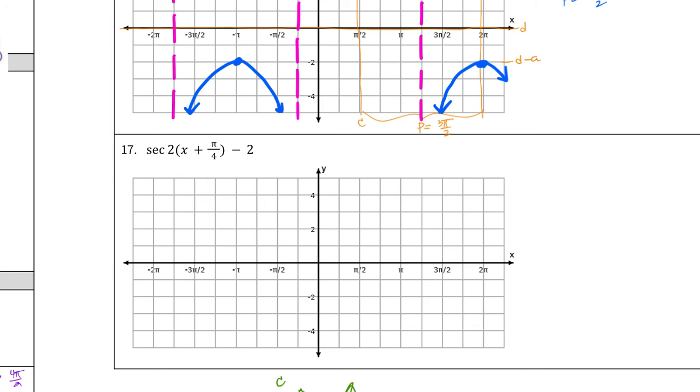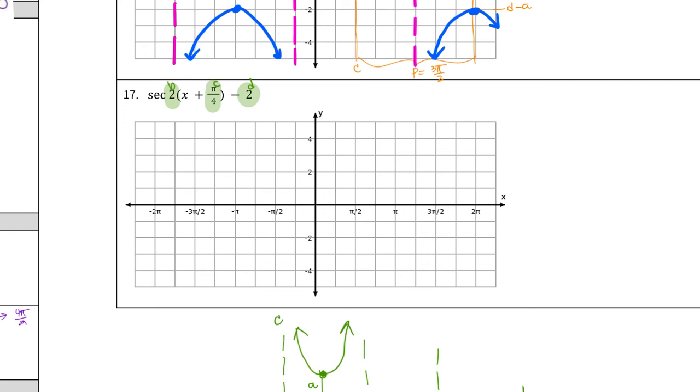So we have secant 2 of x plus pi over 4, then minus 2. So this one does not have an A. It has a B, C, and D. So D is the easiest one to graph, I think. It's the midline. So our midline is going to be at minus 2. C is pi over 4, but since it's plus, we are going to go to the left. So pi over 4 is right here. I know that because pi over 2 is 2 squares, and 1/4 is half of that.